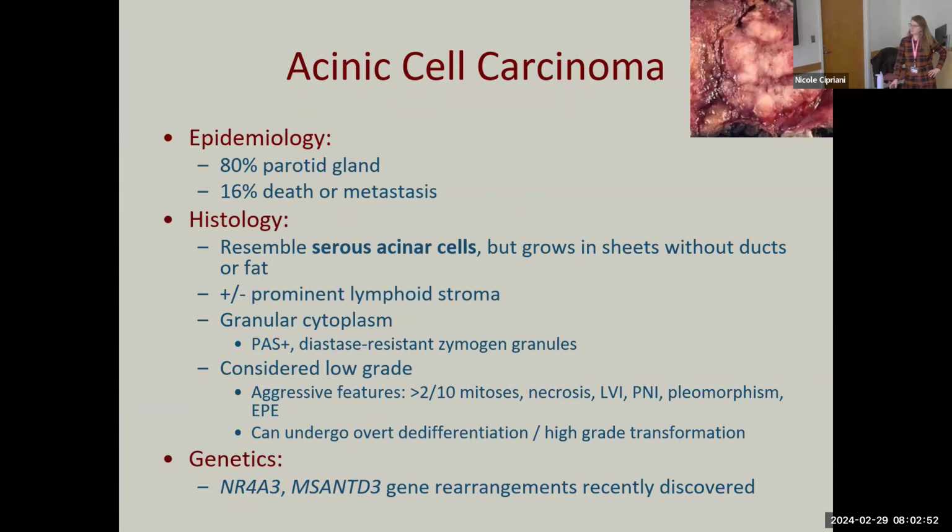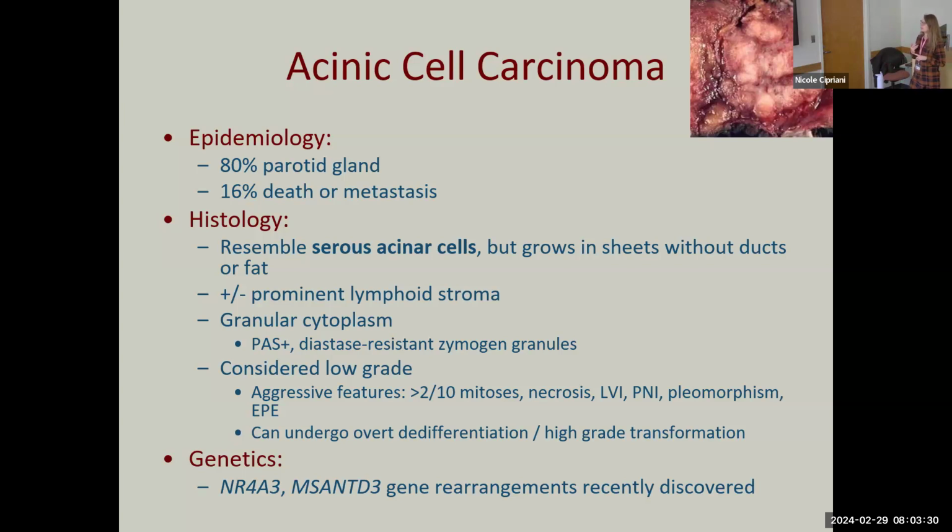So acinic is one of those things where most of the time it's obvious because the cells will look like just normal serous acinar cells of the parotid. So mostly these are in parotid gland. Mostly they're low grade, but they can undergo high grade transformation, just like all of the other salivary gland tumors we've seen. Basically, it's just sheets of serous acinar cells without any ducts, without any fat, without any intervening anything to let you know that this is normal parotid tissue. Sometimes there's lymphoid stroma around the periphery, so that's completely acceptable.